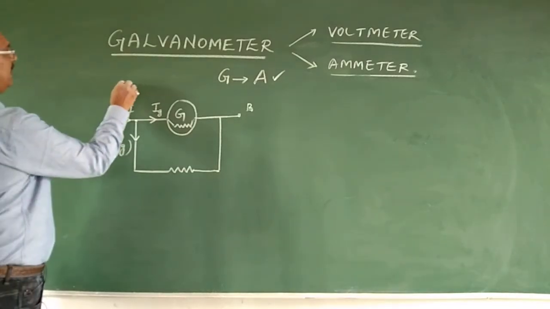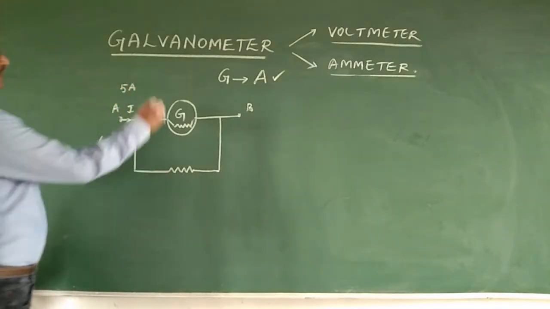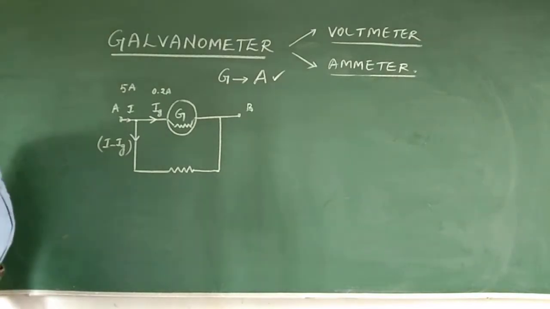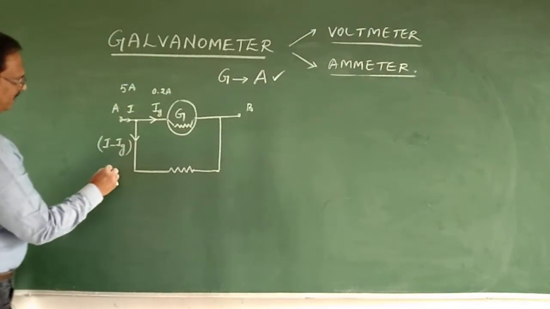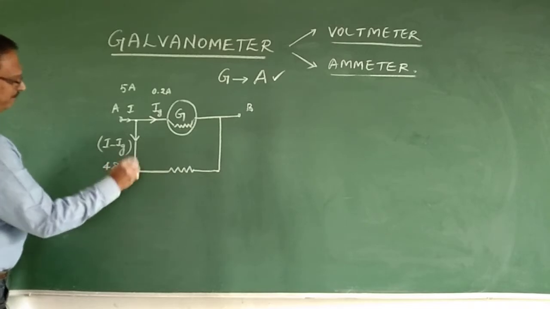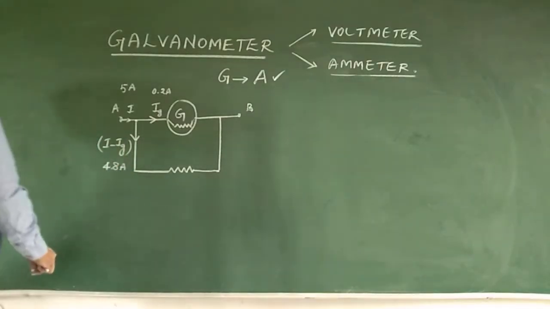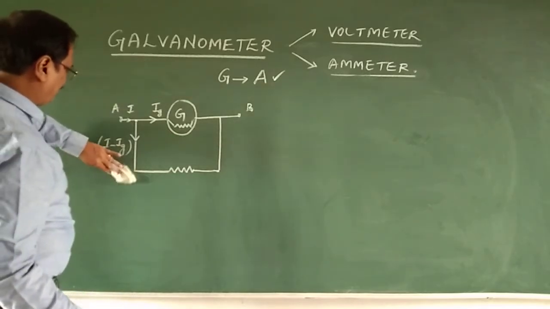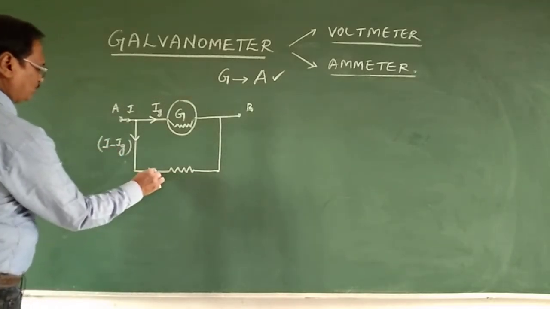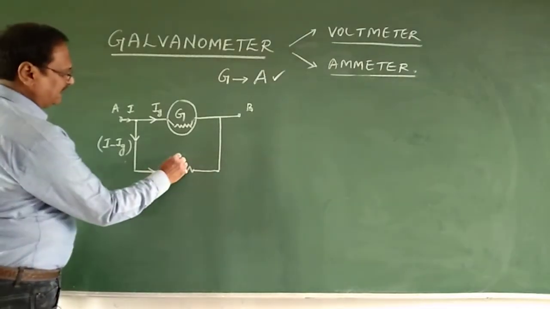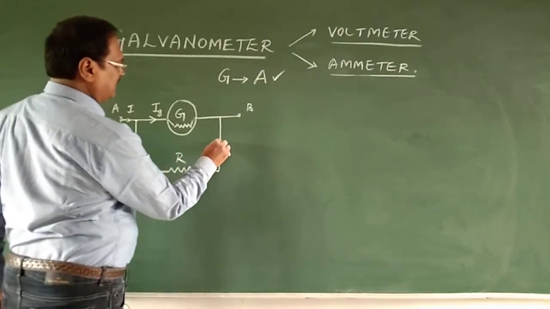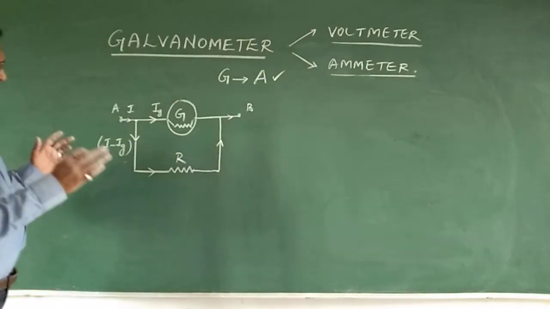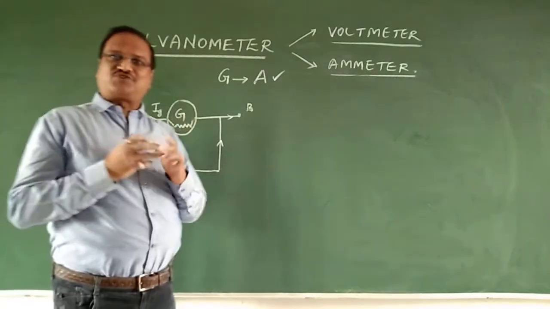Let us say 5 ampere current is coming. If 0.2 ampere can go through the galvanometer, then how much current will come here? That is 4.8 ampere. This is just a simple example I am giving you, that is I minus Ig. Fine. So the current is coming through. The resistance I connected here, I call it R, and again the current is going back out like this.